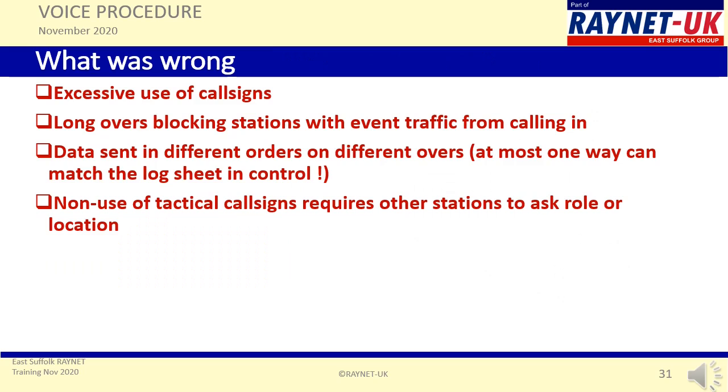Control out. It's worth reviewing what was wrong with that recorded second net. There was excessive use of call signs. There were long overs blocking stations with event traffic from calling in. Data was sent in different orders on different overs, and only one way can possibly match the log sheet in control, and it takes them much longer if they have to write columns out of order. And non-use of tactical call signs requires other stations to ask the role or location of someone sending a message.